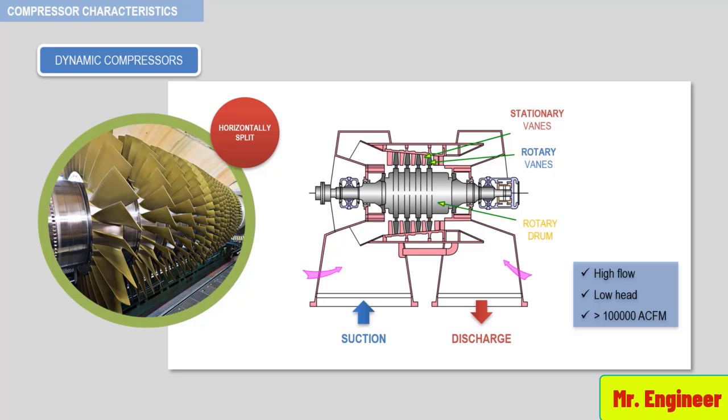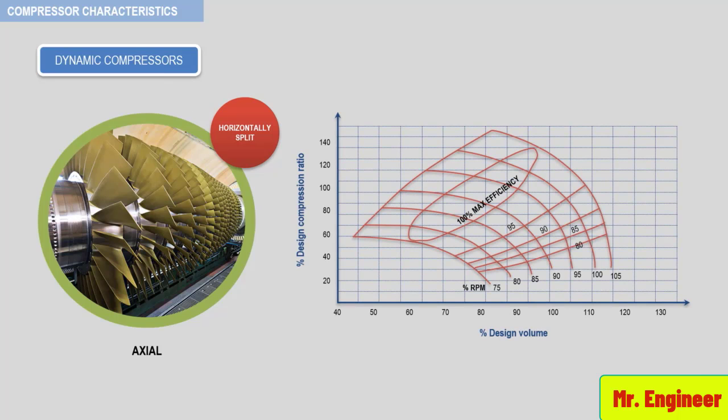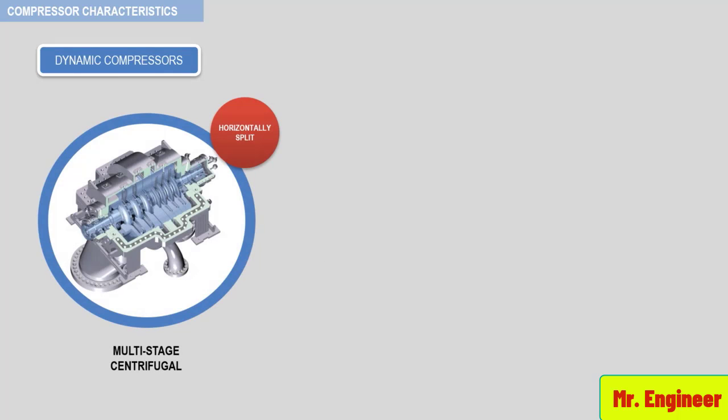A typical curve for an axial compressor, the percentage volume versus the percentage compression ratio, is shown here. Notice here that the pressure rise from 100% flow to surge flow is always greater than the corresponding pressure rise for a centrifugal compressor. An assembly drawing of a multi-stage horizontally split centrifugal compressor is seen here.